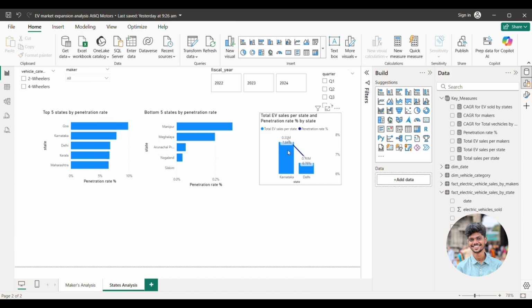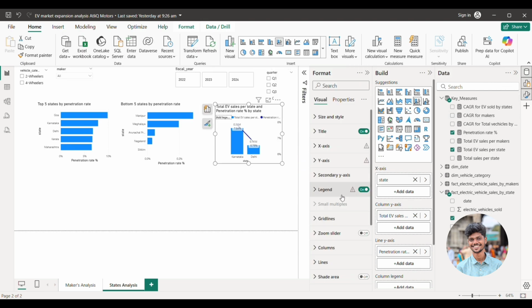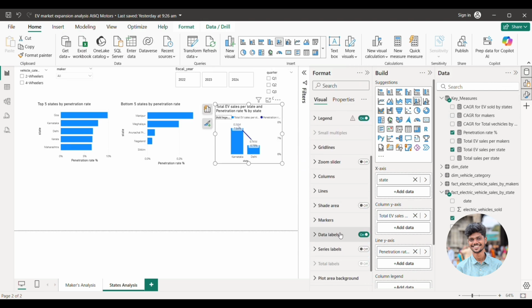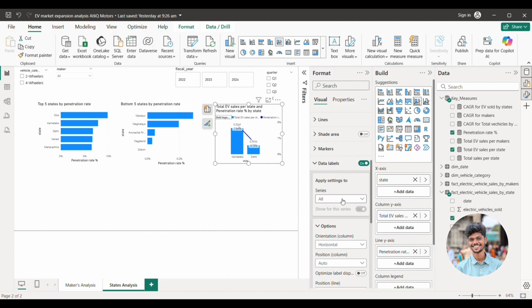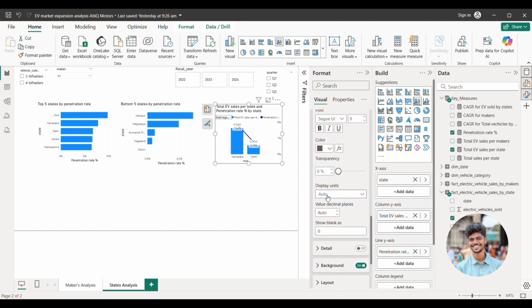I am seeing the column value as 0.31 m and 0.11 m. I want to change that into thousands. So click the visual, go to format, click data labels, and in the series select total EV sales per state, and down there you can see the value. Click on it, and in the display units select 1000.